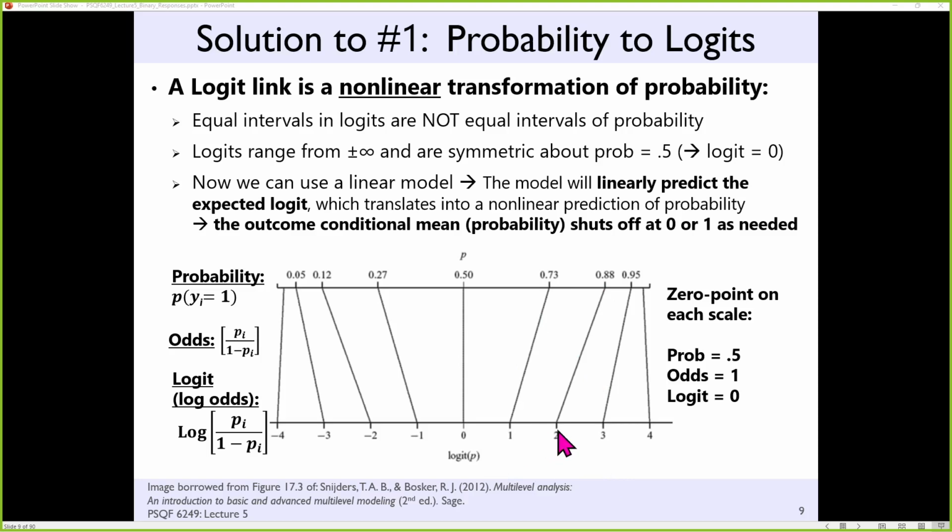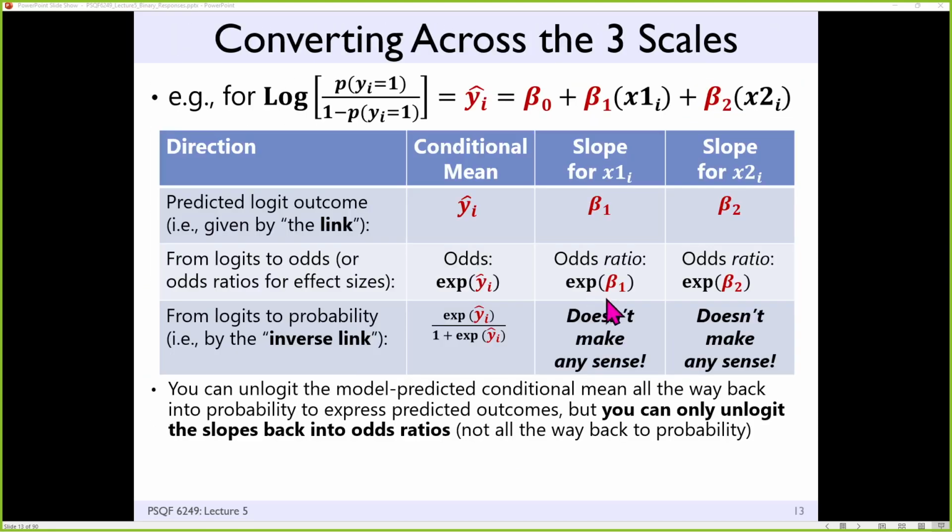So a 1 unit change in logit does not correspond to the same changes in probabilities. You cannot unlogit a slope all the way down into probability. What you can do, though, is unlogit the predicted outcome created by the slopes. So you can take a predicted logit and take that down into an odds and take that down into a probability. So we will work with what the model says the outcome should be across these different scales, but not the parameters themselves.